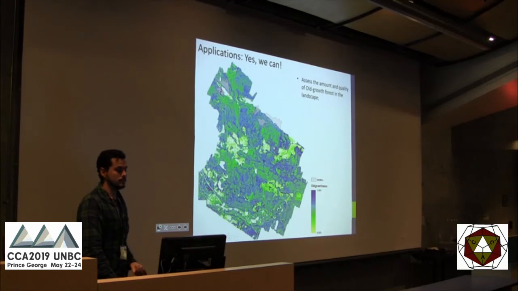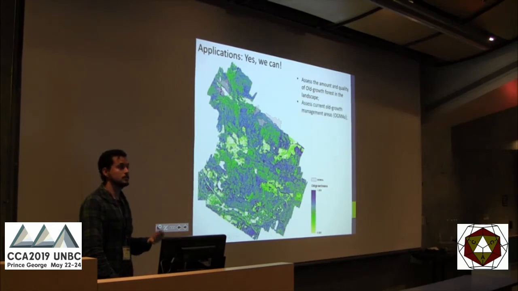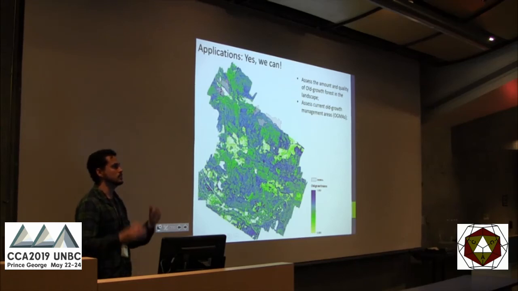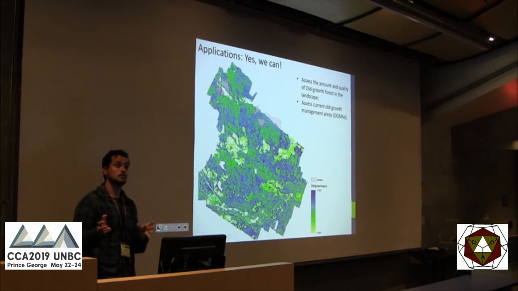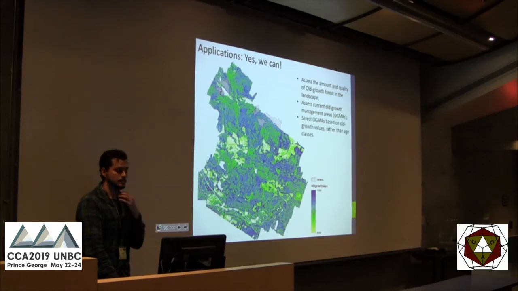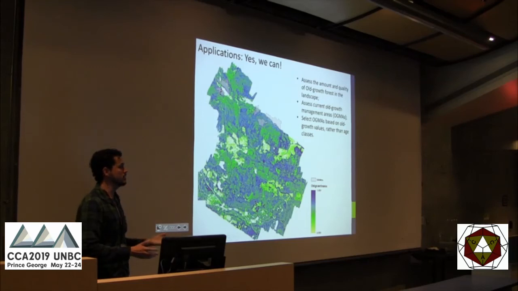What can we do with that? We can assess the amount and quality of old growth forests in the landscape. We can assess the current old growth management areas. OGMAs, if you're not aware, are just the legal boundaries that we have to have on the landscape to set aside old growth forests. So we can assess if they're doing their job. And I can use that to select old growth forests based on old growth value, instead of just using age classes.